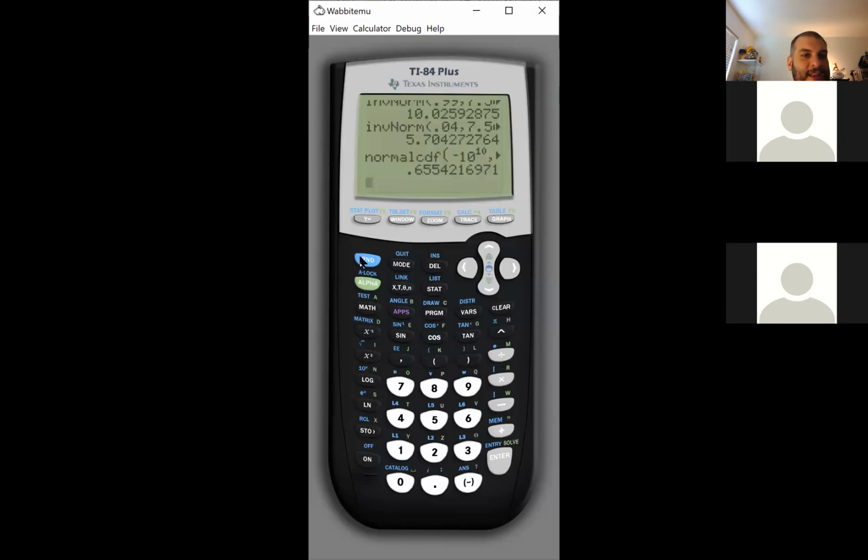Okay, so for the TI-83, you hit the second button, you hit VARS, and you do normalcdf. For my lower bound, what do we say the lower bound is? 156.25. For my upper bound, we said it is infinity, which is 10 to the 10 power. For mu, it is 182.9.